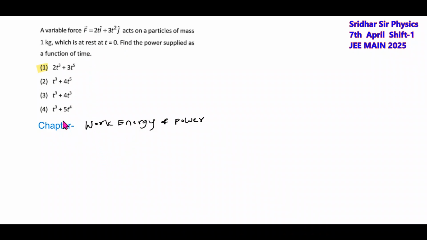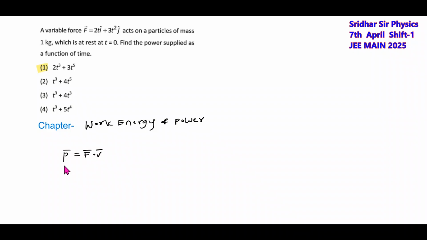Here I know the force acting on the particle. I have to calculate the velocity, and only then can I go for the power, because the formula for power is F bar dot v bar. So I should get the velocity vector first. I know the force vector.